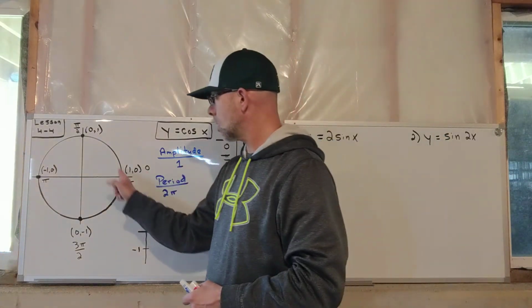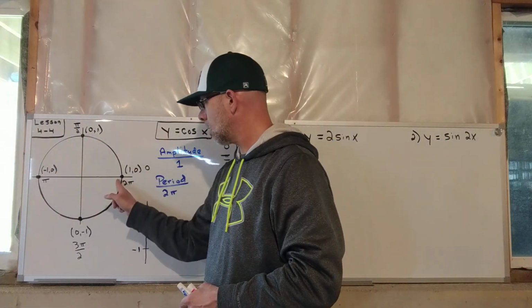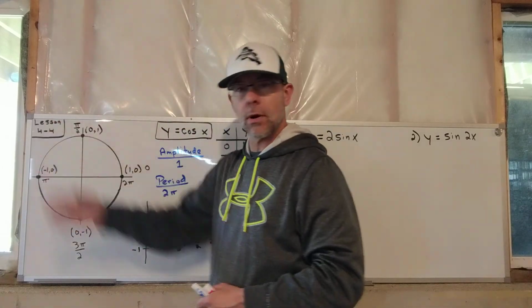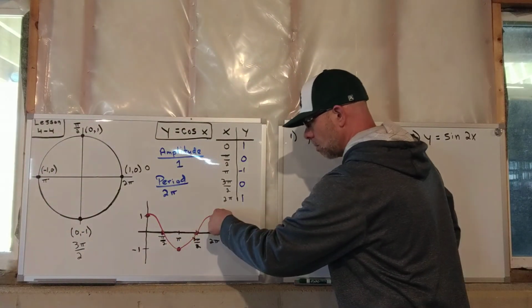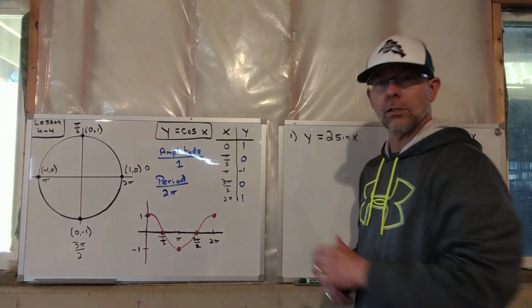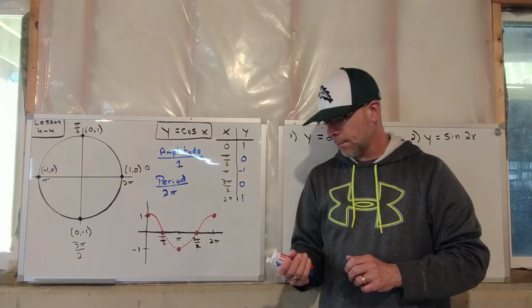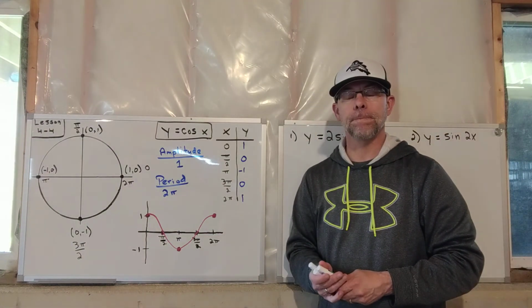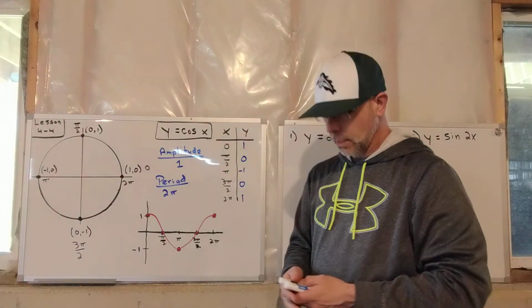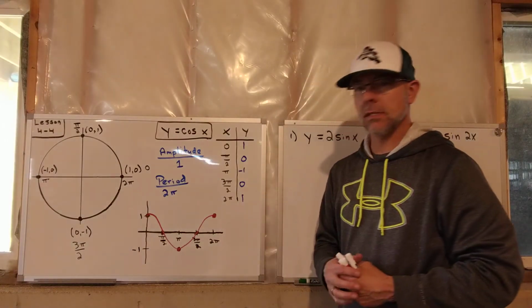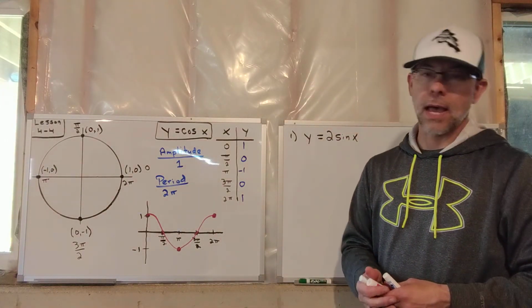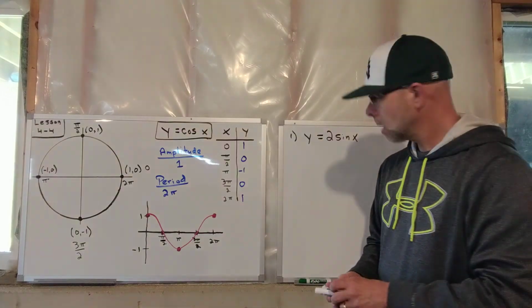When I got back to here and started going to here, to here, to here, if I just kept going around the circle, this shape just keeps happening. It kind of looks like the letter U, and that shape keeps happening. So that's kind of the basics to sine and cosine, what they look like.